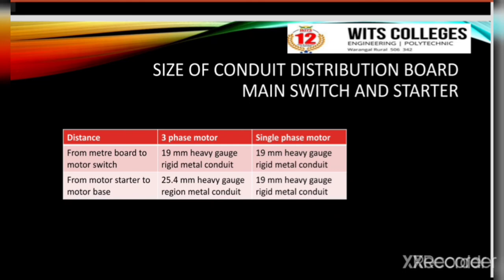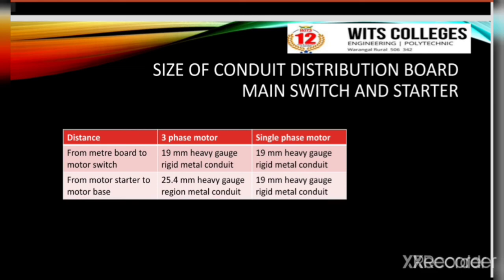When we consider the distance from the motor starter to the motor base, 25.4 mm heavy gauge conduit is used for 3-phase, whereas for single phase, from motor starter to motor base, 19 mm heavy gauge metal conduit is used. By this process we decide the size of the cable and conduit, and the size and number of ways of the distribution board will also depend on the number of motors to be installed.